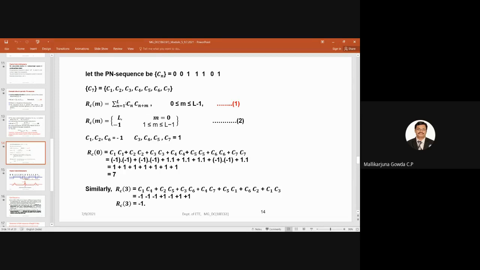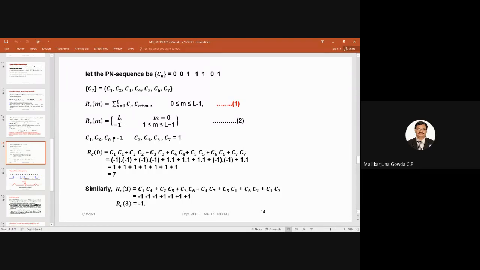I am just expanding this summation term. One is Cn, another one is Cn plus m, right? So the value of m is 0 in this sense. So first product is C1 into C1. The next product is when n is 2, it is C2 into C2 because m is 0, right? And third product is C3 into C3. Fourth product is C4 into C4. Fifth one, when n is 5, it is C5 into C5. Then when n is 6, it is C6 into C6. And when n is 7, it is C7 into C7. Hope this is clear. RC of 0.